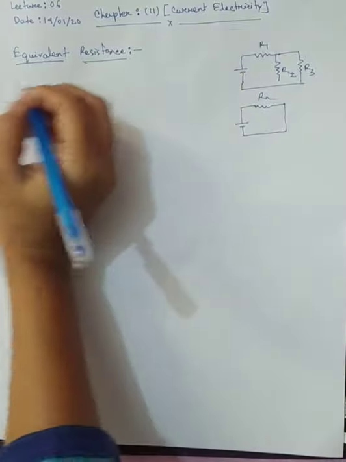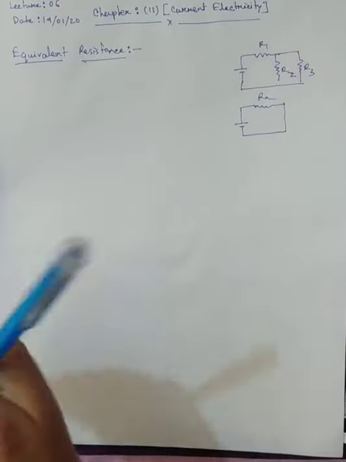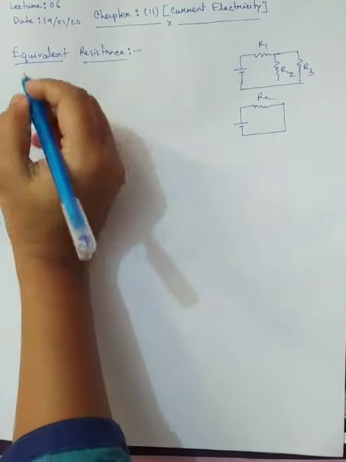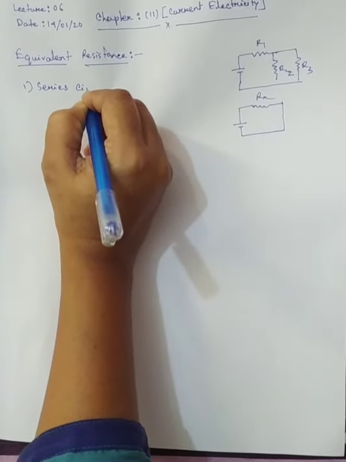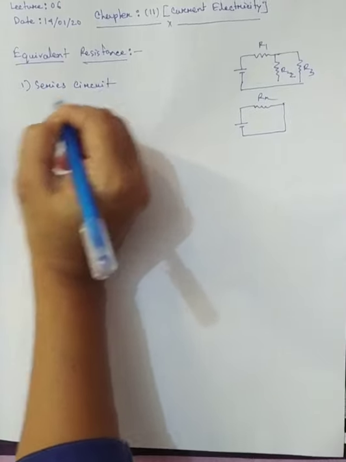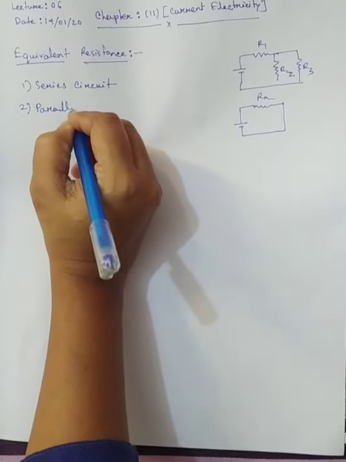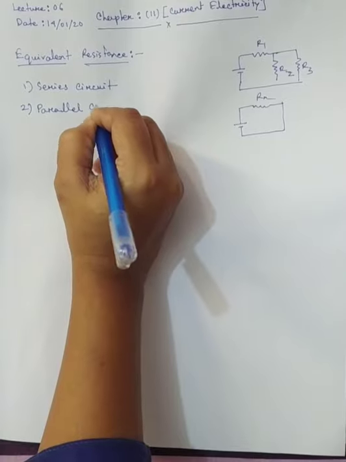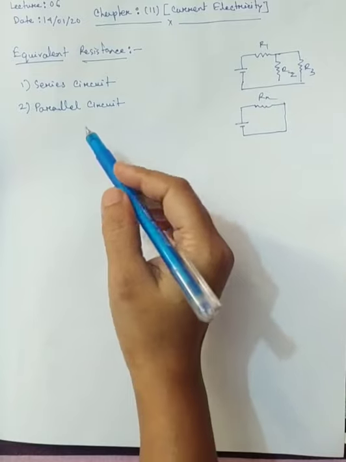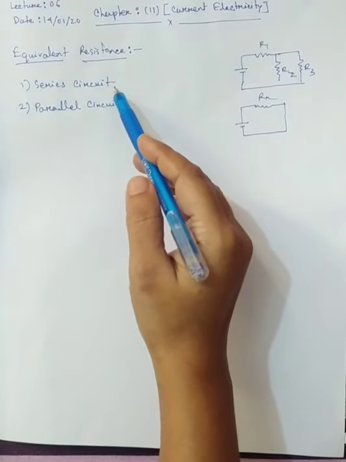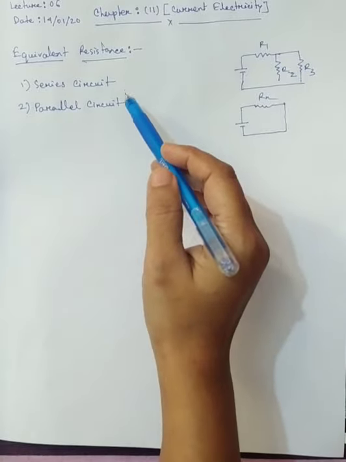There are two types of combination for measuring equivalent resistance. One is series circuit, and another is parallel circuit. For measuring equivalent resistance in a circuit, if we design the resistors, then we can design them in 2 ways, either by series connection or by parallel connection.